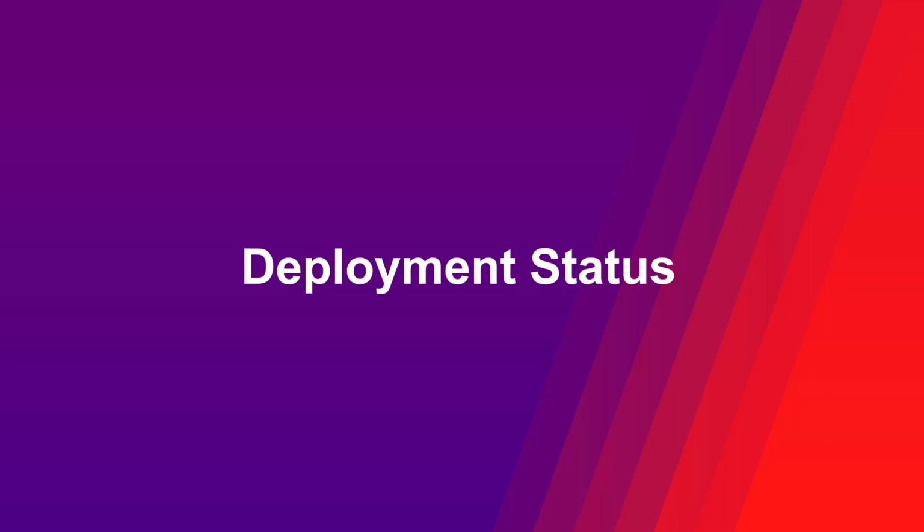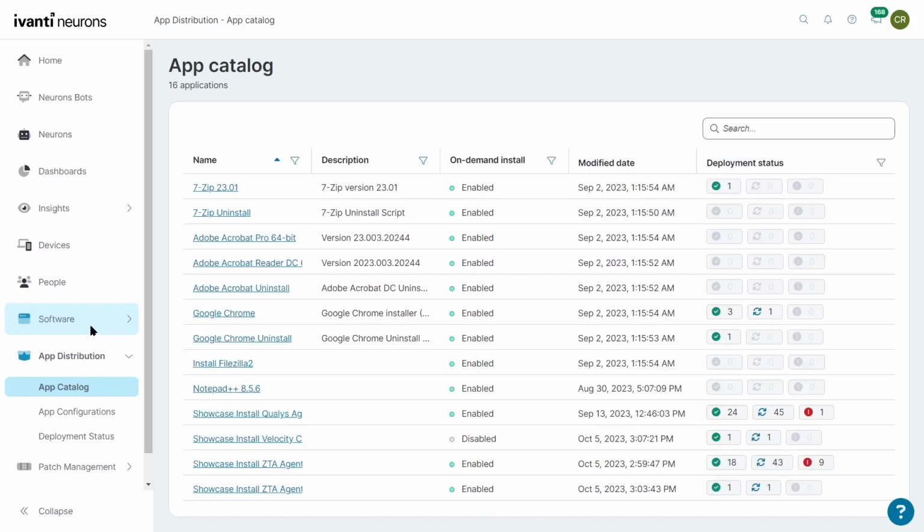App distribution within Ivanti Neurons for UEM allows IT professionals to keep track of software compliance and confirm that applications are being installed on their devices. The deployment status page allows for detailed analytics so users can easily identify any issues with their deployments or installations and quickly adjust as needed.